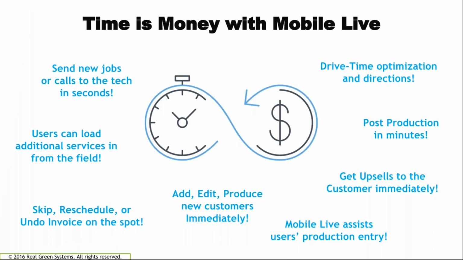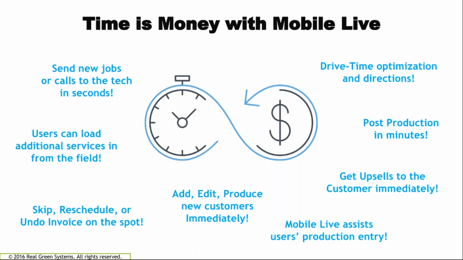With Mobile Live, we can save money. Time is money. We can save some time, send new jobs to the tech out in the field in seconds. Users can load additional services from the field so the technician can select their own services. You can skip, reschedule, or undo a service right on the spot. You can add, edit, produce new customers immediately.